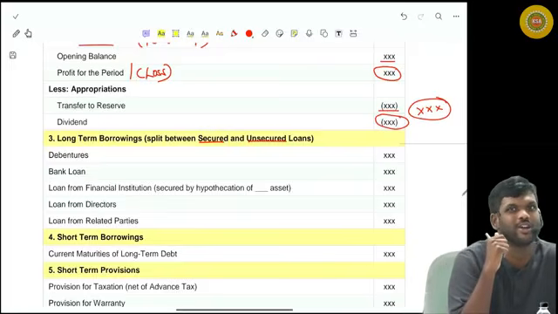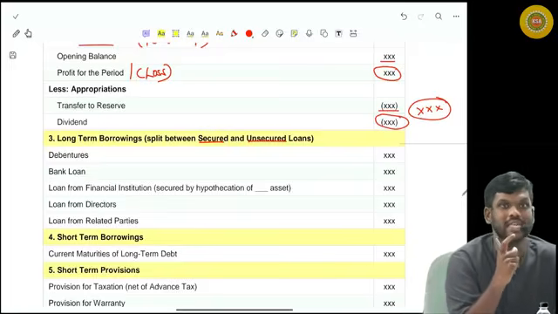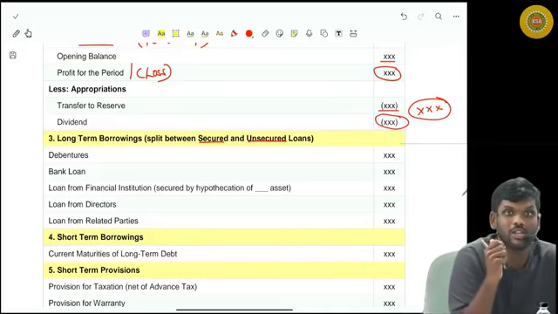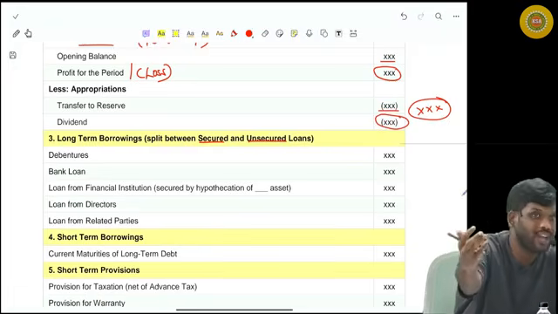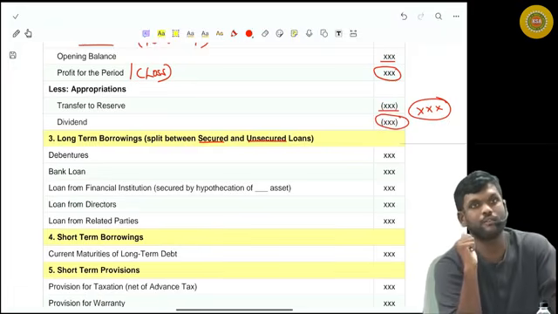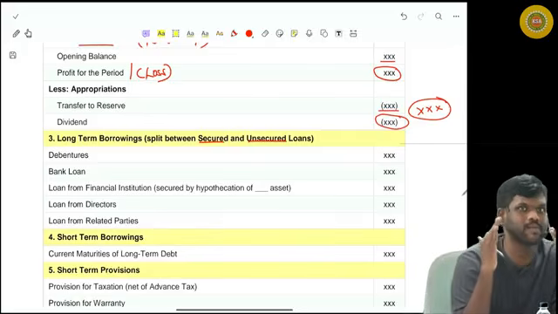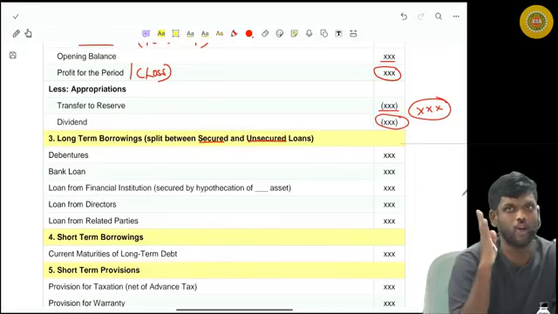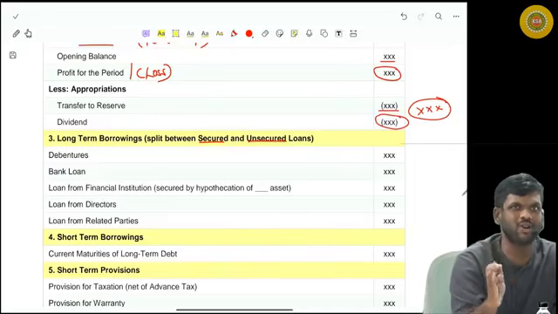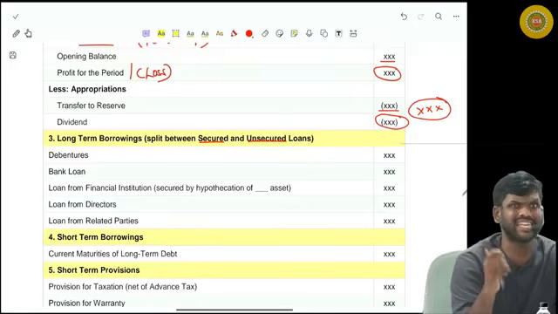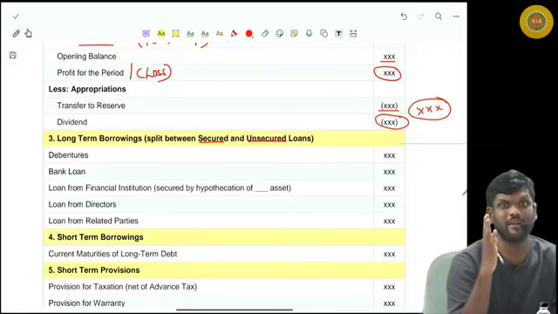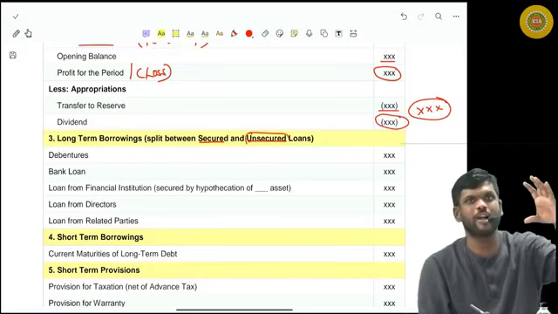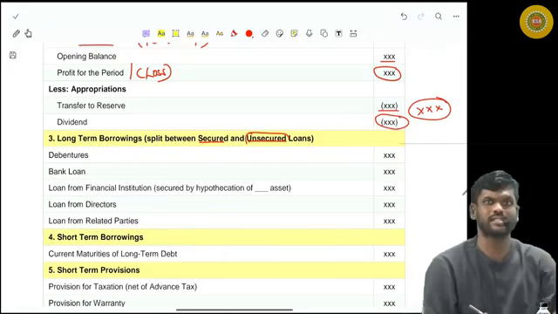So now what is secured? What is unsecured? Secured means there is a protection given to that particular lender. For example, you would have learned in your law chapter called charge. So whenever you are borrowing a loan from somebody, assume you have given some of your assets as security. So there is some security for the lender. Such type of loans borrowed are called secured loans. But if you are borrowing something without giving any security, without giving any of your asset as security, or without any guarantee being given for that loan, then that loan will be called an unsecured loan. So you have to split between how much is secured loans, how much is unsecured loans.